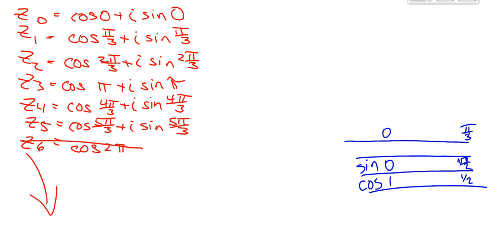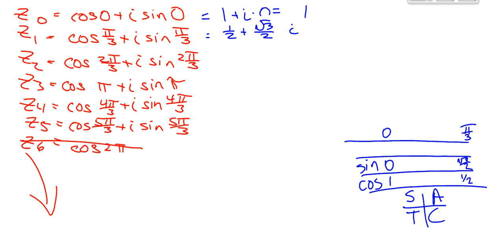So let's put these in and think about our all students take calculus and see what happens. So cosine of 0 is 1 plus I times sine of 0 is 0. So this is 1, which we knew was a root anyway. And then cosine of pi over 3 is 1/2, plus I times sine of pi over 3, square root of 3 over 2. Is it okay if I just write it with the I in behind? Square root of 3 over 2I.